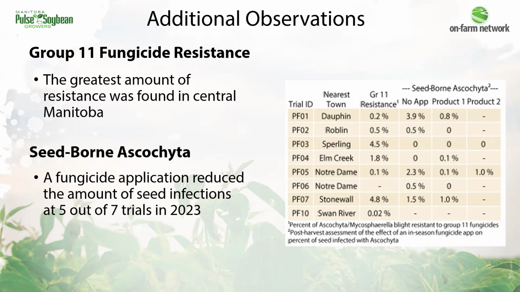For seed-borne Ascochyta, seed samples were submitted after harvest for disease testing to assess if the fungicide had an impact on the amount of seed infected with Ascochyta. A fungicide application reduced the amount of seed infected at 5 out of 7 of these trials in 2023.